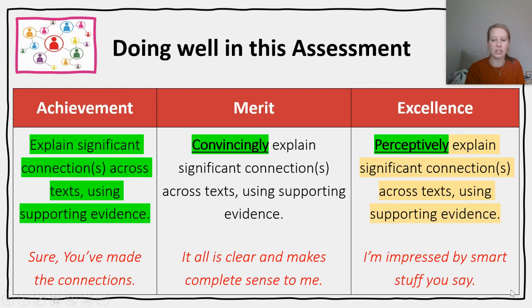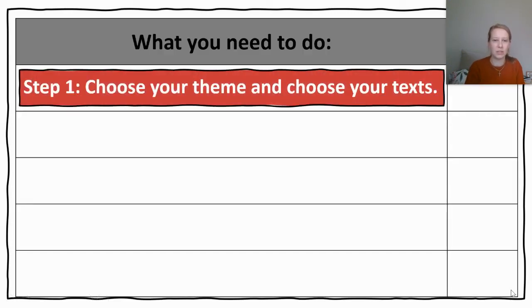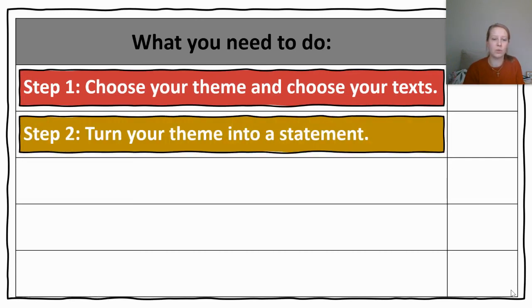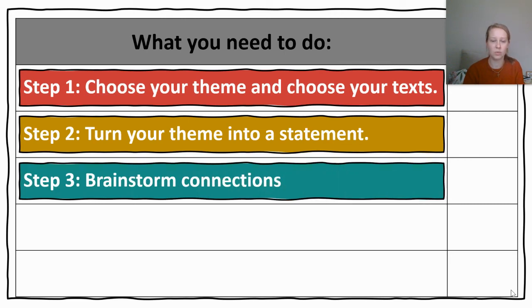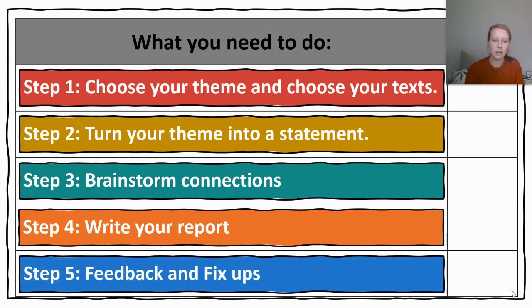So, what do you actually need to do? Step 1, choose your theme and choose your texts. Step 2, turn your theme into a statement. Step 3, brainstorm your connections. And it's really important that you get your teacher to check once you've done this brainstorm. Step 4, write your report. And again, get your teacher to check along the way when you've written a paragraph, when you've done some fix-ups. And lastly, you get feedback on your whole draft, you do your fix-ups, and you hand it in ready for marking.